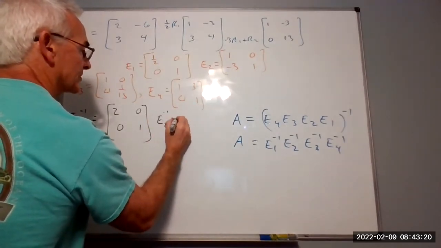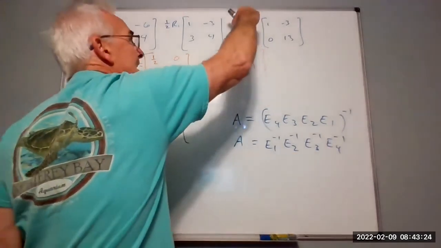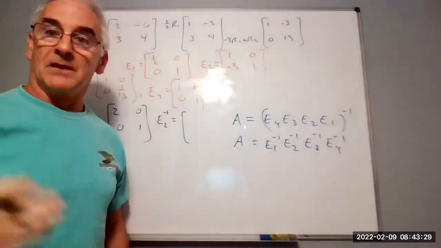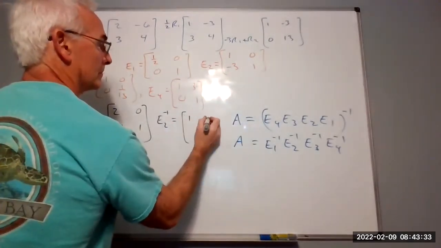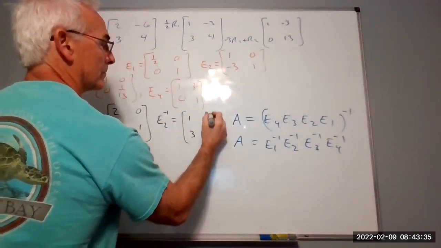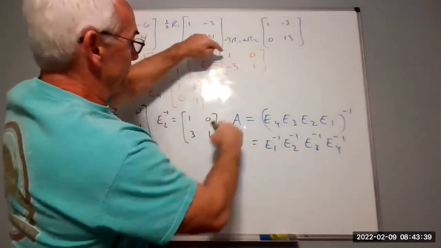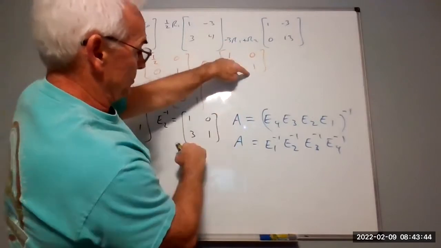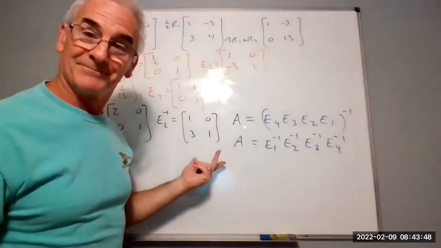How about E2 inverse? I took -3 row 1s and I added it to row 2. How do I undo that? Take +3 row 1s and add it to row 2. Quick check. 1 plus 0, 0 plus 0, -3 plus 3, that's 0, 0 plus 1, that's the identity matrix.